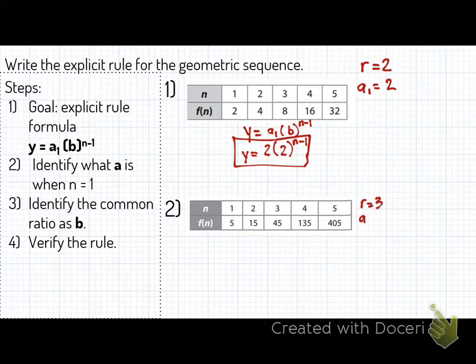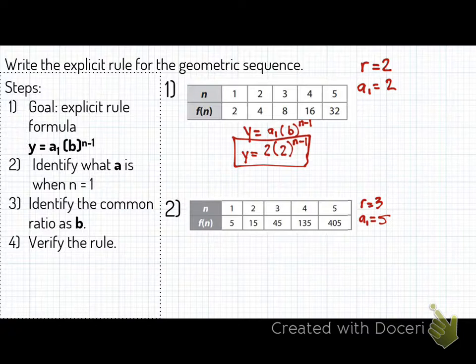5 times 3 is 15. 15 times 3 is 45. 45 times 3 is 135, and 135 times 3 is 405. Y'all see that? And then I notice my first term, a sub 1, is 5. That's my first one. Okay?